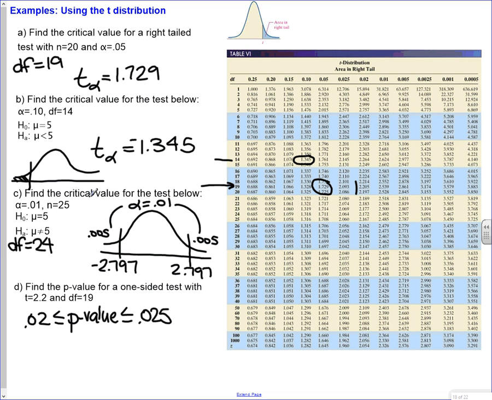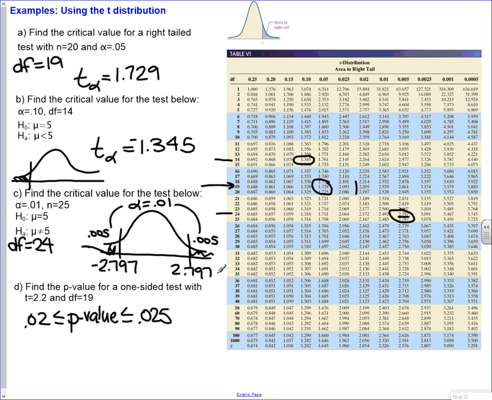All right, find the critical value for this test. This is a two-tailed test, the not equal to. So when we have alpha, we need to divide that by 2 so it can go in both tails. 0.01 divided by 2 is 0.005. That's what's going to be in both tails. We've got 24 degrees of freedom, so we're down here at 24. 0.005 is here, and we get 2.797. When we're doing a not equal to test, we're going to have a positive and a negative, because our value could fall down here or up here.